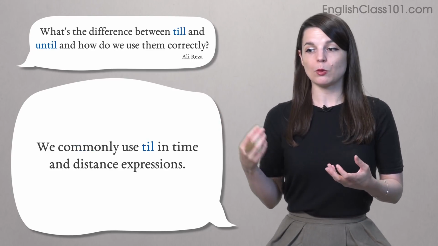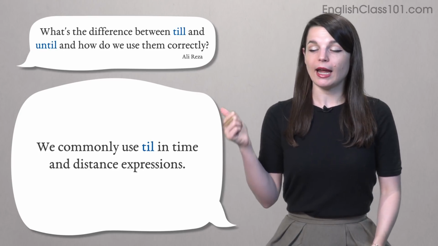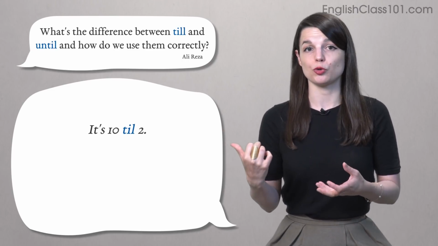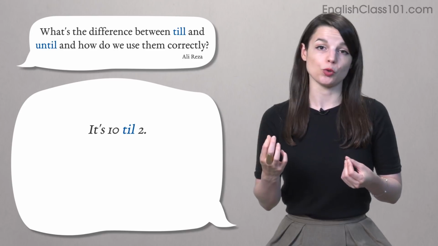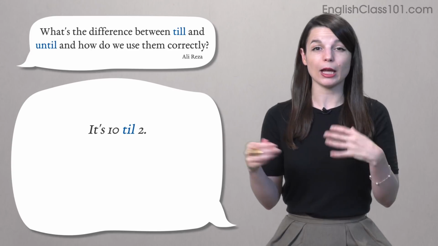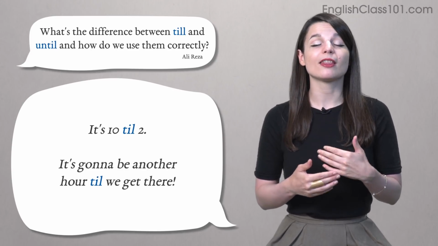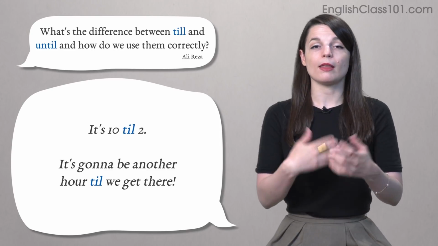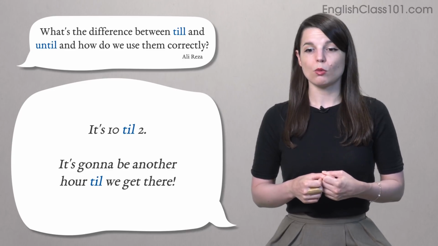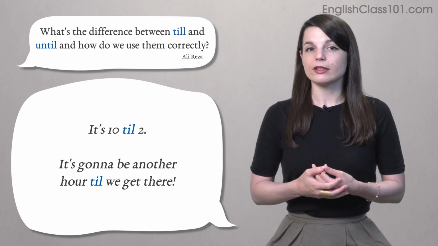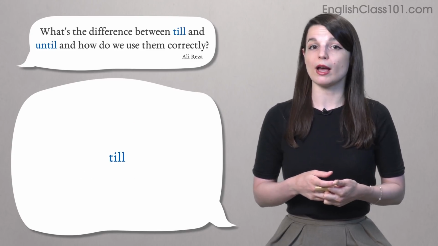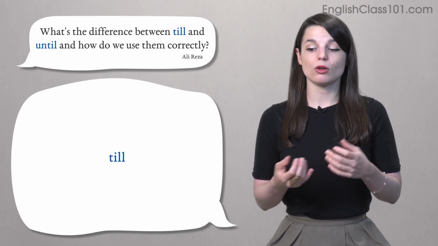We use till, with one L, commonly in time and distance expressions. For example, it's 10 till 2. You might hear to used in this situation, as in it's 10 to 2. But you can use till in that case. Or as in a time and distance related thing, like when you're traveling. For example, it's going to be another hour till we get there. So that means until, yes, but speakers will often use till, especially in quick speech. So what is the difference here, really? An important difference comes into play when we see T-I-L-L used, that spelling with two L's. So T-I-L-L can actually be used as a verb.